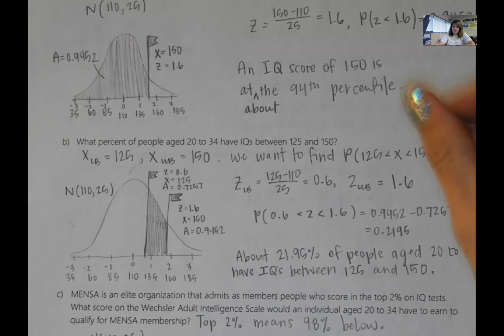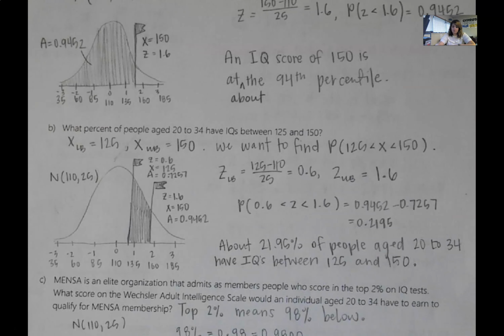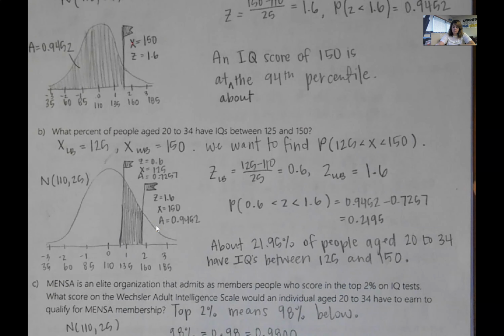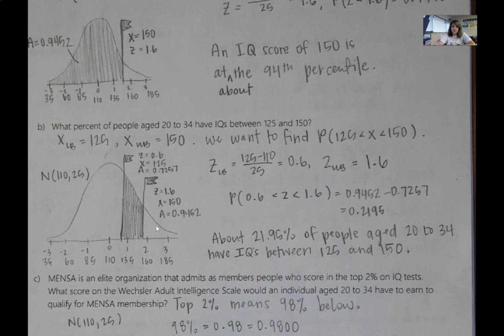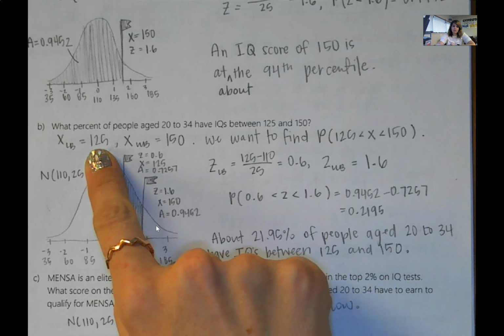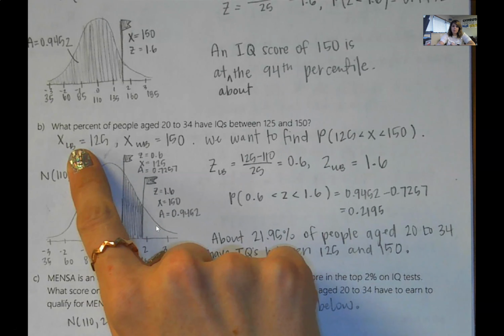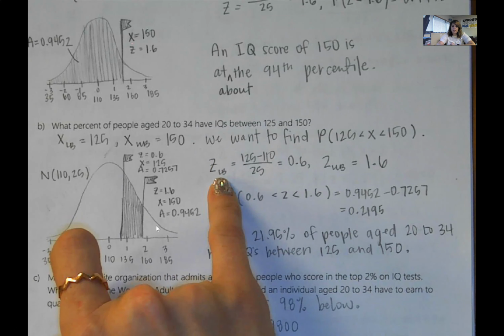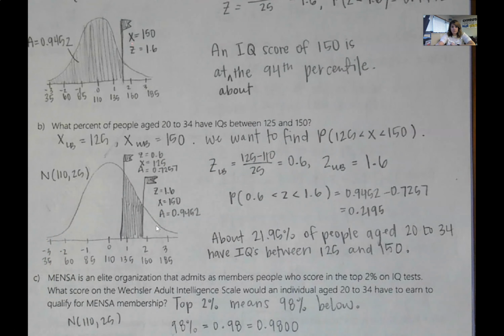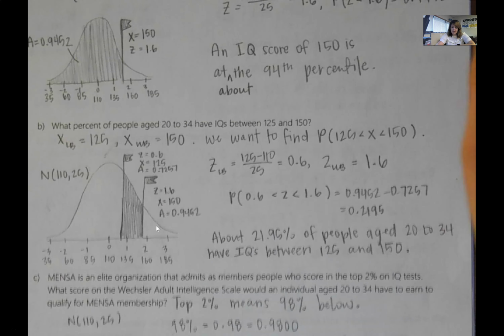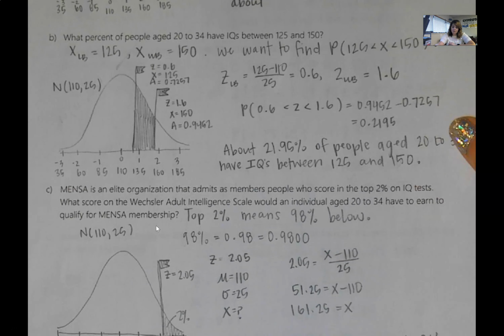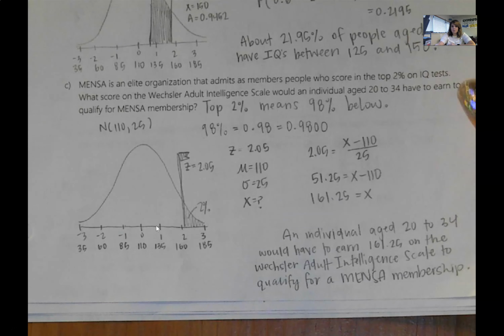1B, about 21.95% of people aged 20 to 34 have IQs between 125 and 150. Make sure that when you are labeling your X values, you are using subscripts like lower bound, upper bound. Same with your Z, you want to distinguish lower bound, upper bound. And then lastly, an individual aged 20 to 34 would have to earn 161.25 on the Wechsler Adult Intelligence Scale to qualify for a Mensa membership.